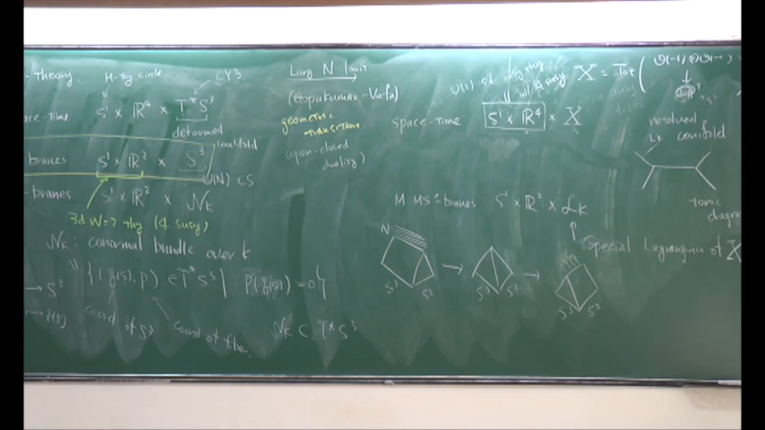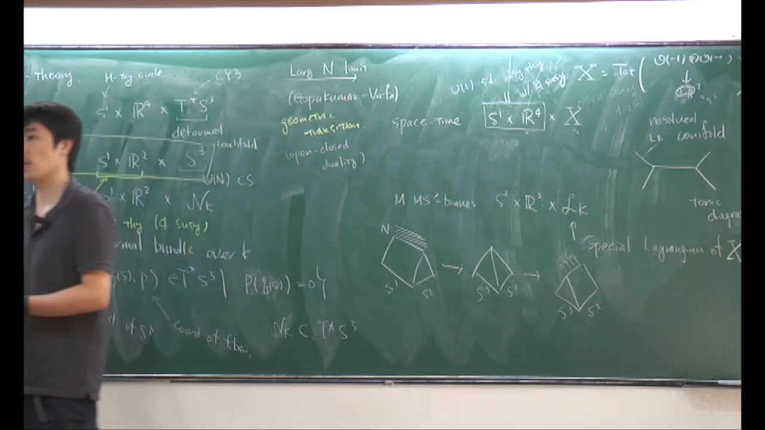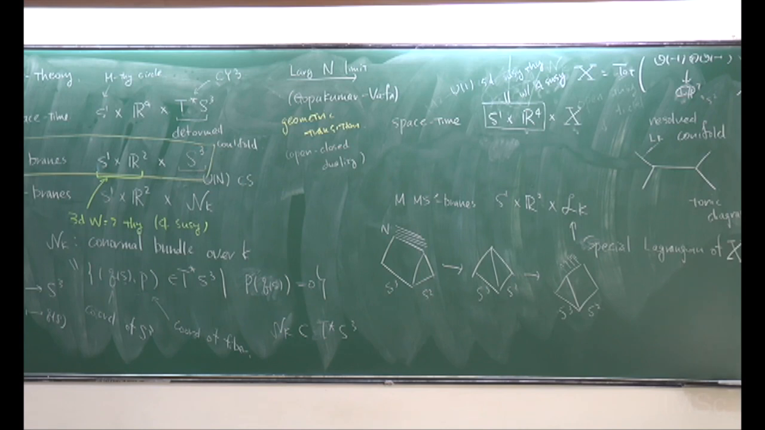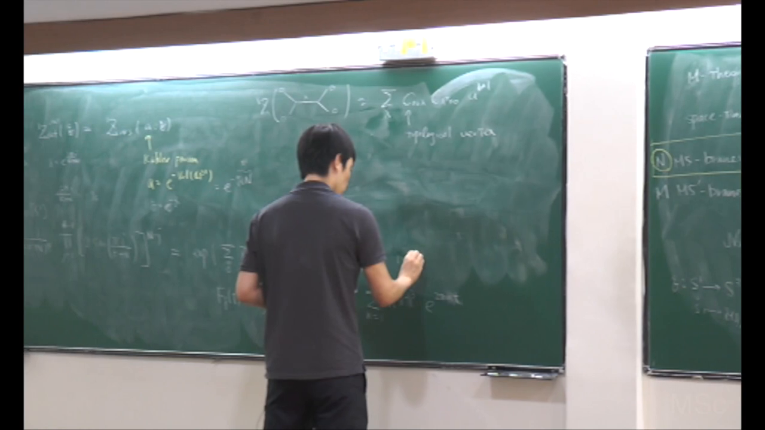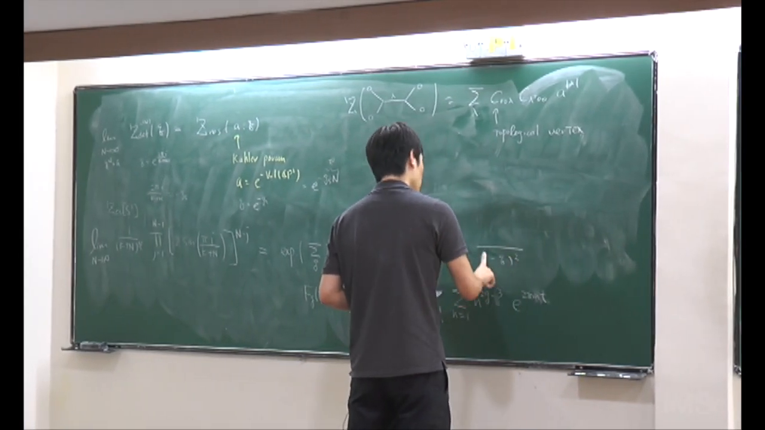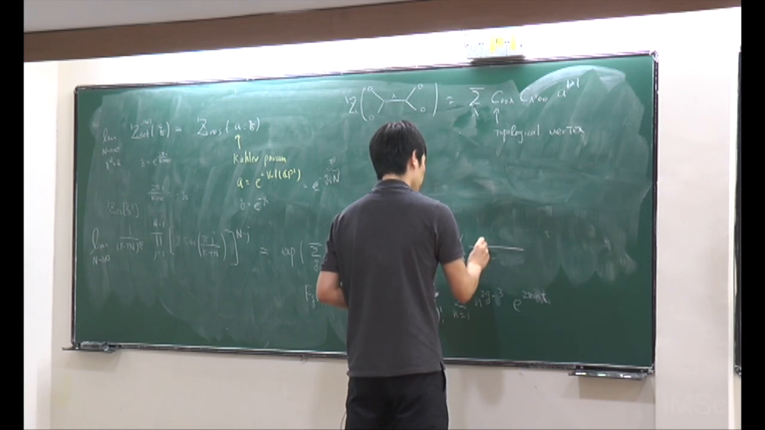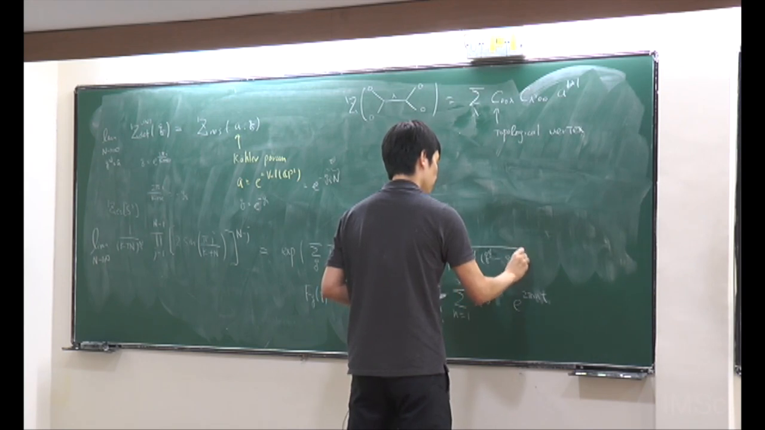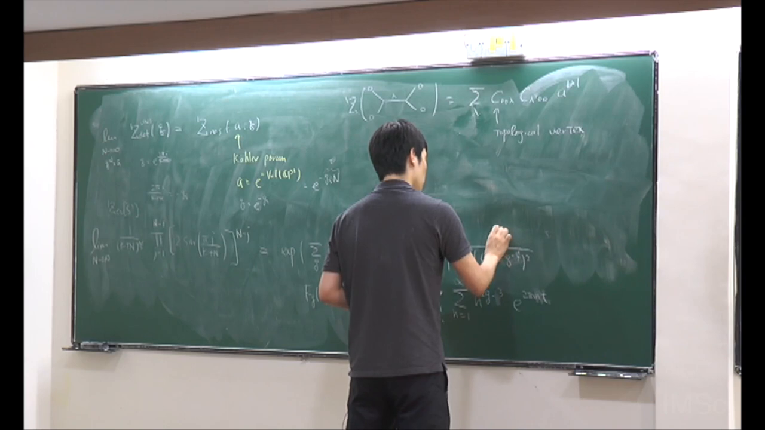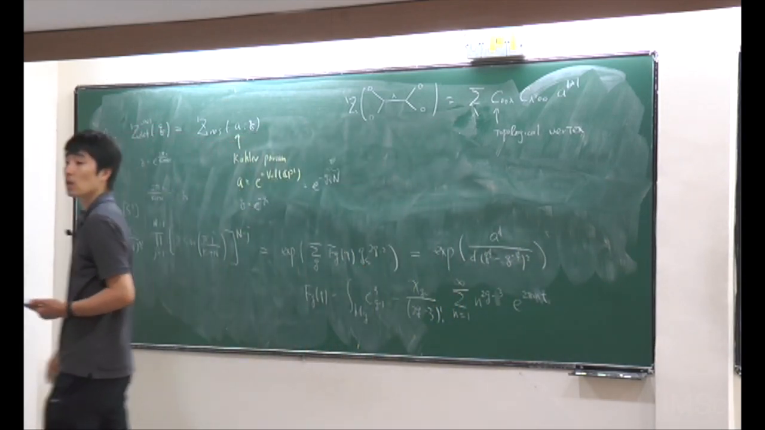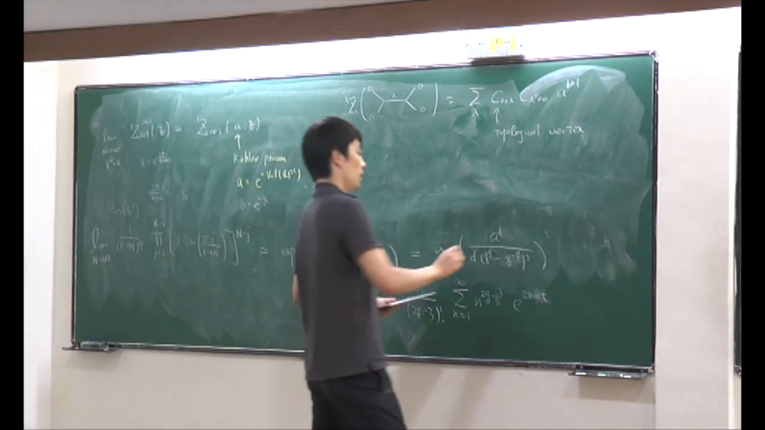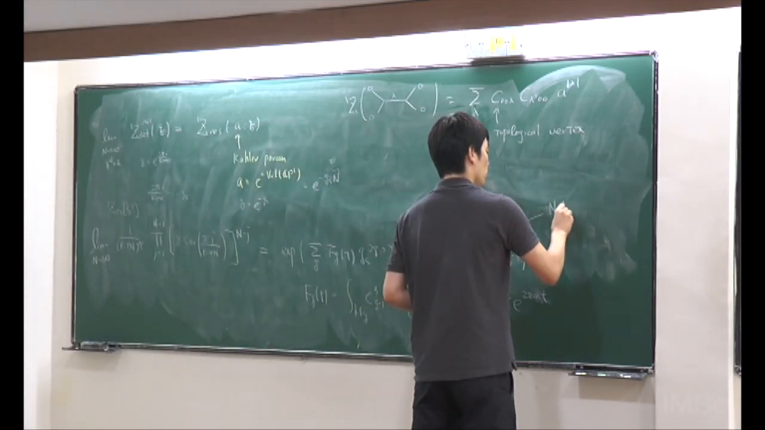And one can perform a Nekrasov partition function. This is the U(1) Nekrasov partition function, nothing but the generating function of the equivariant cohomology of the Hilbert scheme of points. Then one can compute this partition function. It turns out that this is equal to minus Q squared, and you get this. So this is the Nekrasov partition function.